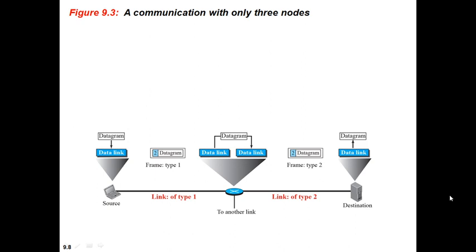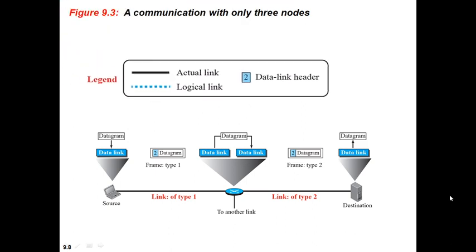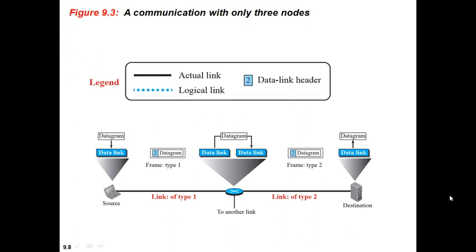The figure shows the encapsulation and decapsulation at a data link layer. We have assumed that we have only one router between the source and the destination. The datagram received by the data link layer of the source host is encapsulated in a frame. The frame is logically transported from the source host to the router. The frame is decapsulated at the data link layer of the router and encapsulated in another frame. The new frame is logically transported from the router to the destination node.